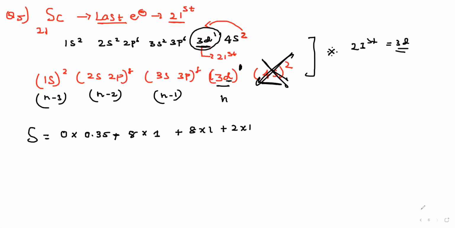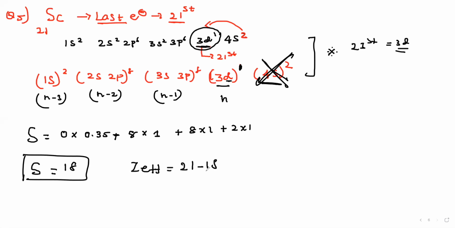Now apply the formula. What is the value of S? It is around 18. Then what is Z effective? Z effective is equal to 21 minus 18. Therefore, Z effective value is around 3.